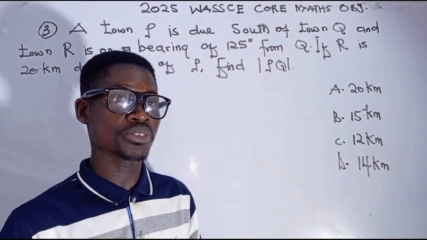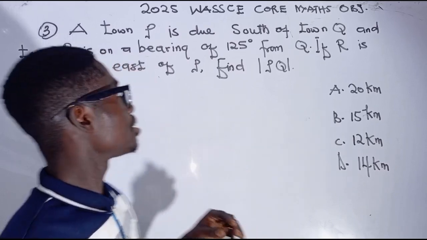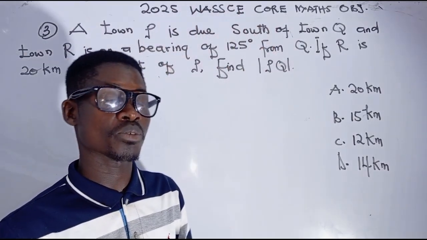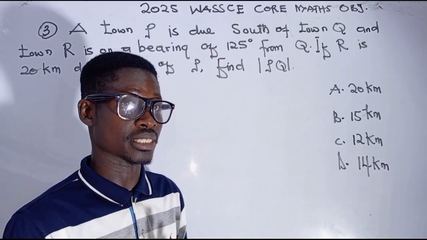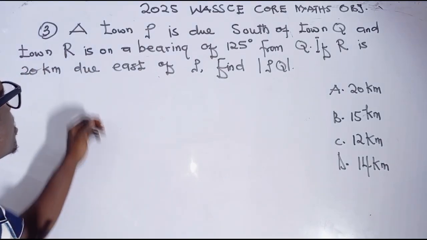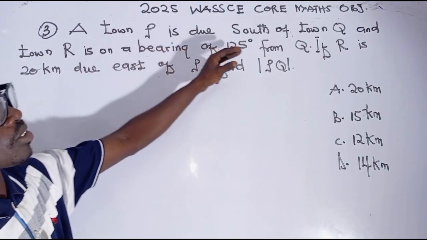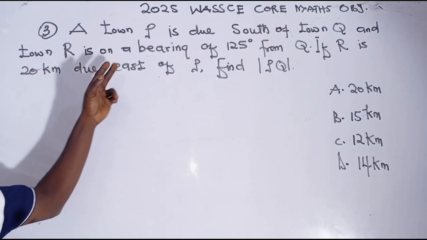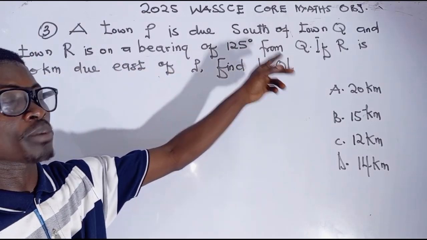In today's lesson, we want to look at question number 3 of the just ended 2025 WASSCE Core Mathematics objective question. So let's look at it. Question number 3: A town P is due south of town Q, and town R is on a bearing of 125 degrees from Q.